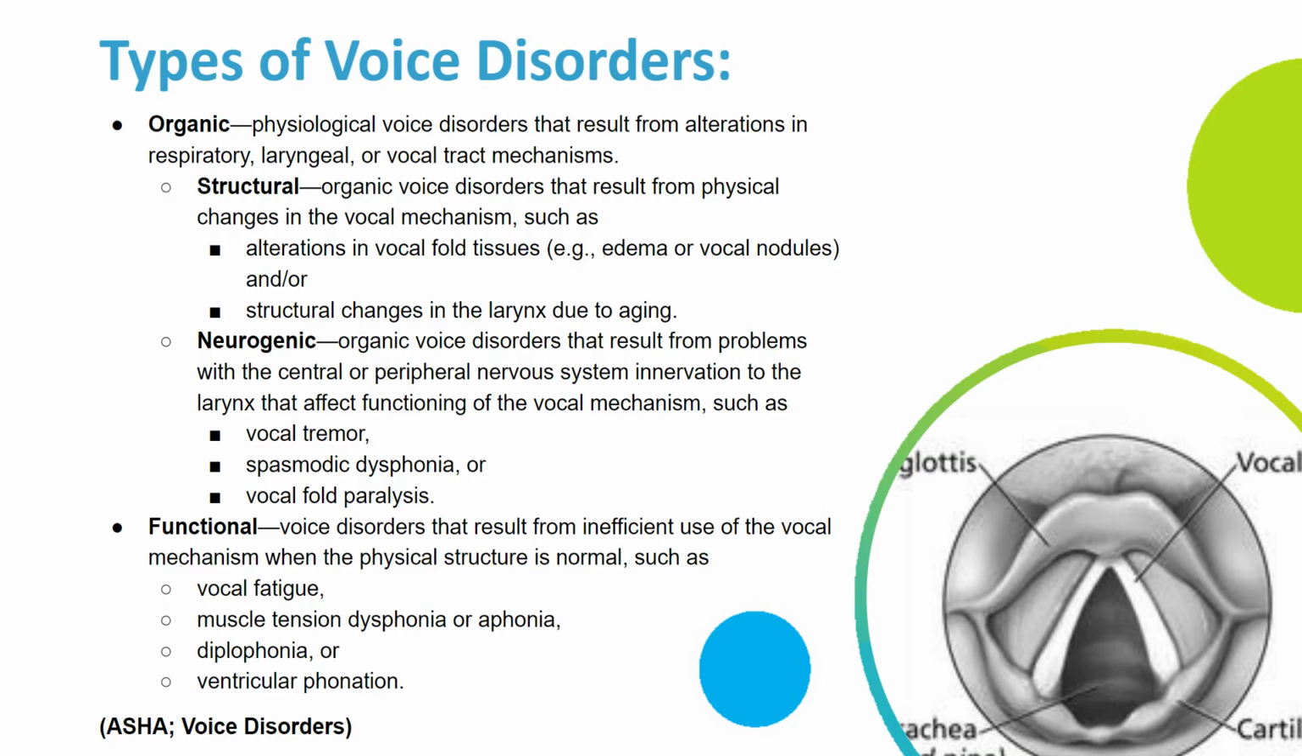Now, this is a subtype of the organic voice disorder, and this often results from difficulties within the central or peripheral nervous system, which may be impacting that vocal mechanism again and the movement. So some of the diagnoses that you may see as a result of this would be spasmodic dysphonia or vocal fold paralysis. We also have our functional voice disorders that result from inefficient use of the vocal mechanism. So this could be vocal fatigue, muscle tension dysphonia, aphonia, diplophonia or ventricular phonation.